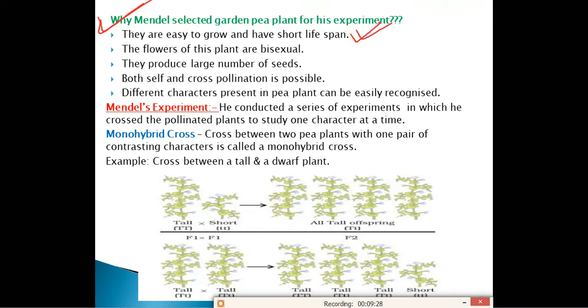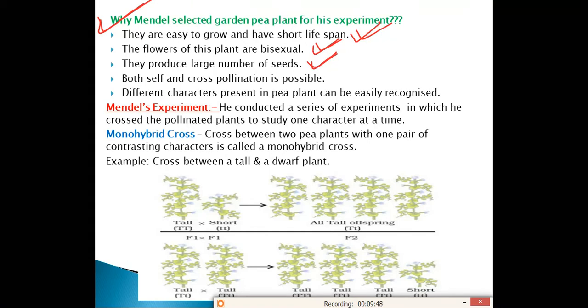Second point, the flowers of these plants are bisexual. Bisexual means both male and female characters are present in the flowers of the pea plant. Third point, they produce a large number of seeds. Yes, we know that in a pea plant lots of seeds are there. In one pea plant we can get so many pea seeds, right?